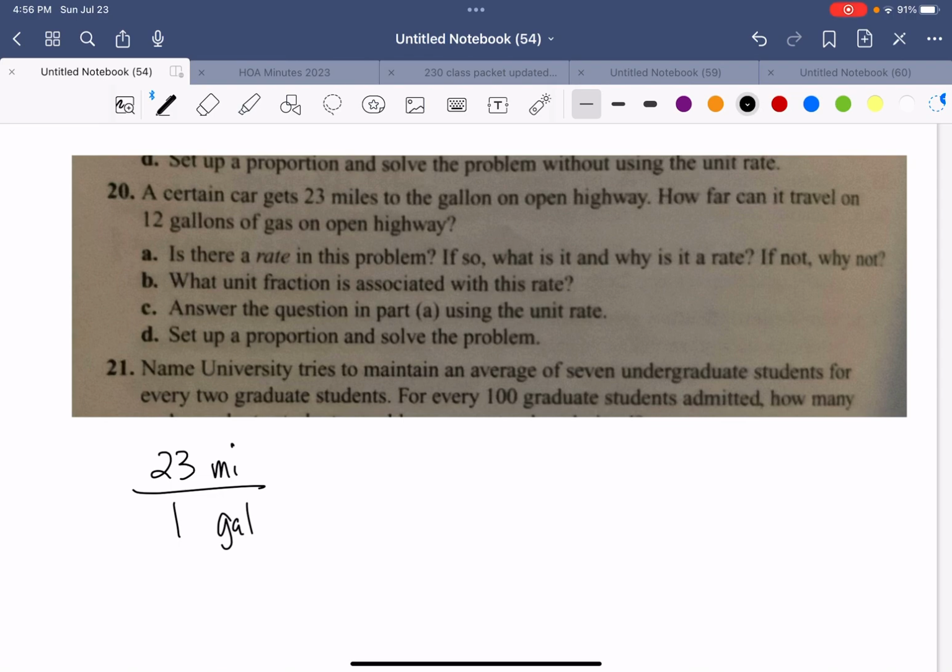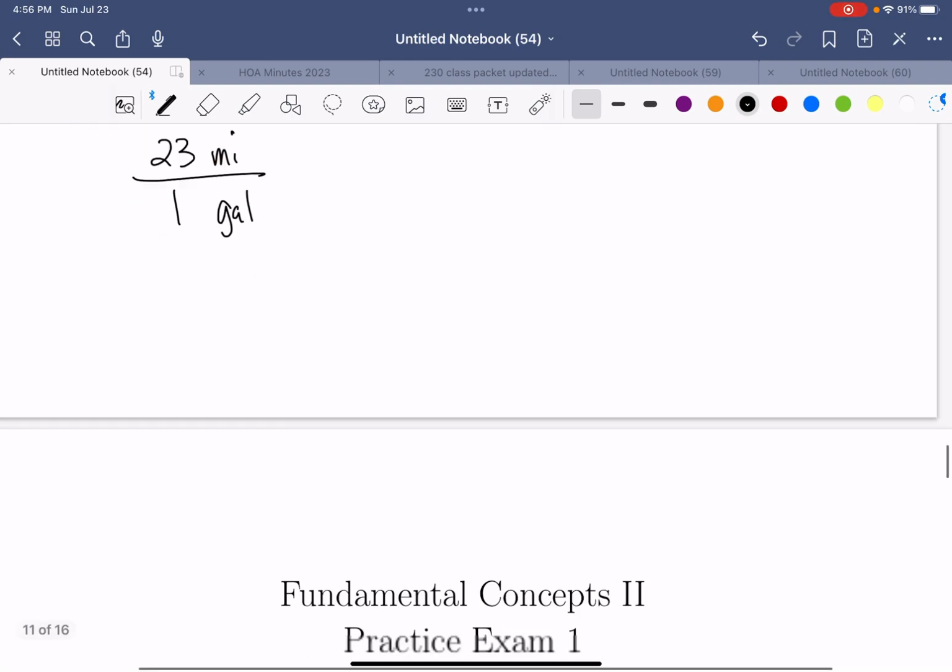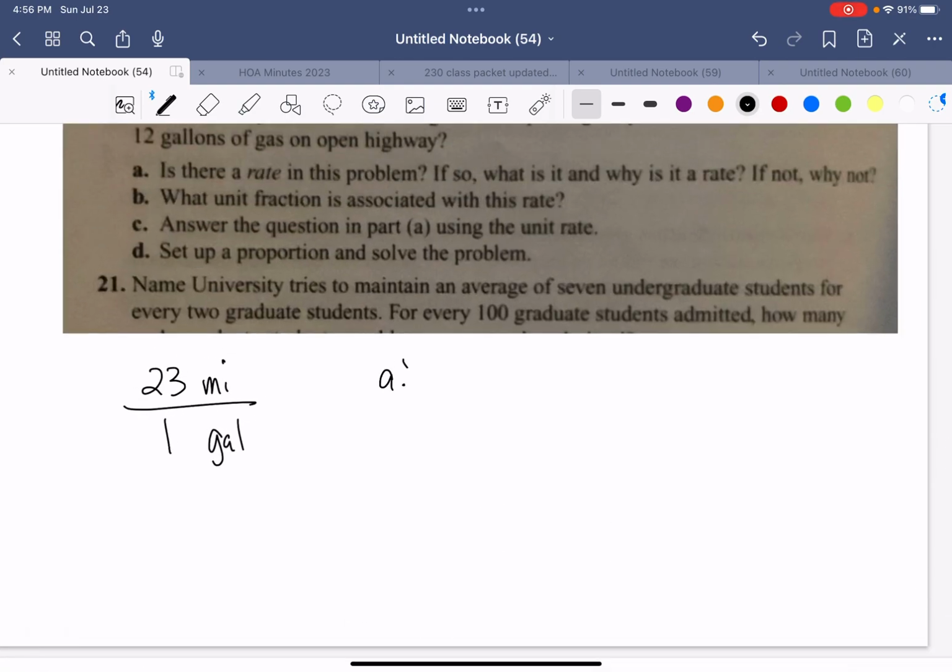Is there a rate in this problem? Yes. So you have 1 unit of thing that's changing in terms of a second unit, right? So 23 miles per 1 gallon. So the answer for A would be yes, 23 miles per gallon, right? What unit fraction is associated with this rate? Well, because this one already has a 1 here, it's already a unit rate. So the unit fraction is just 23 miles per 1 gallon, right? It's already there. So C, answer the question in part A using the unit rate.